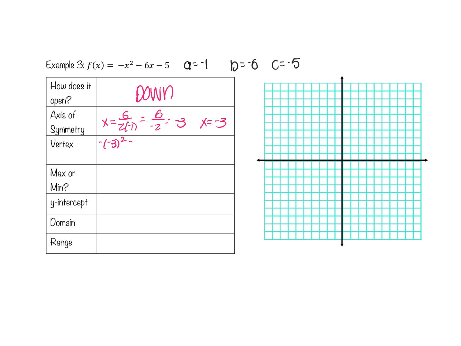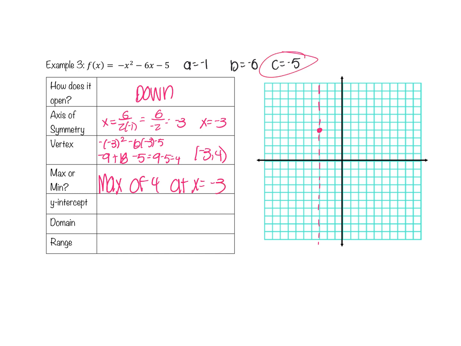Then to find my vertex, I plug that in. Negative 3 squared is 9, so with the negative in front, the opposite of that is negative 9. So I get negative 9 plus 18 minus 5, which becomes 9 minus 5, which is 4. So my vertex is negative 3, 4. I can plot that, and I will also draw in my axis of symmetry. This will be a maximum, since it opens down, of 4 at x equals negative 3.